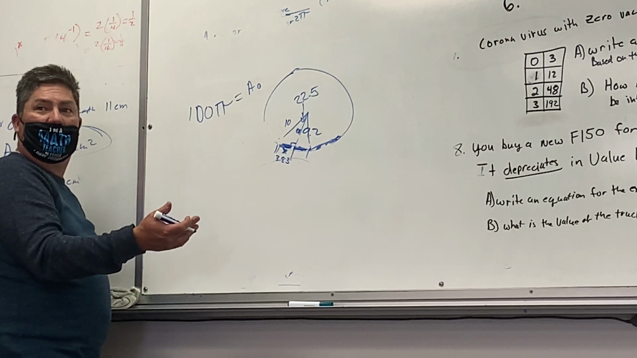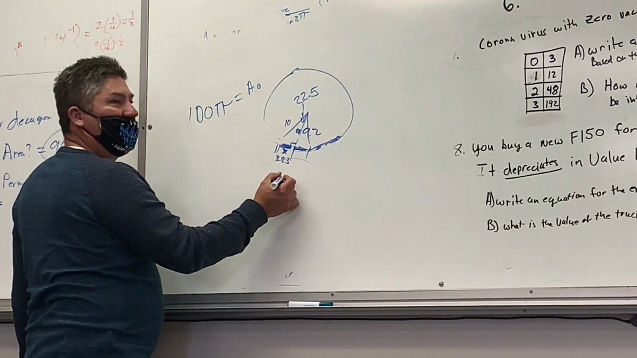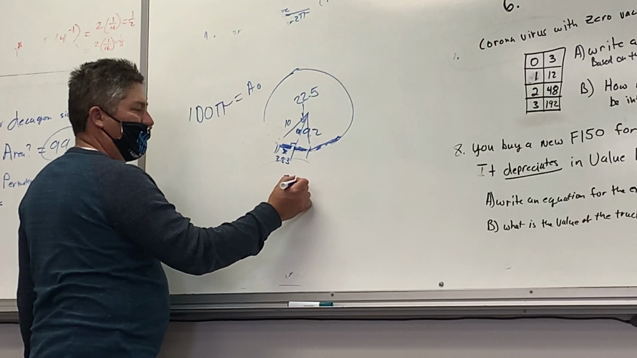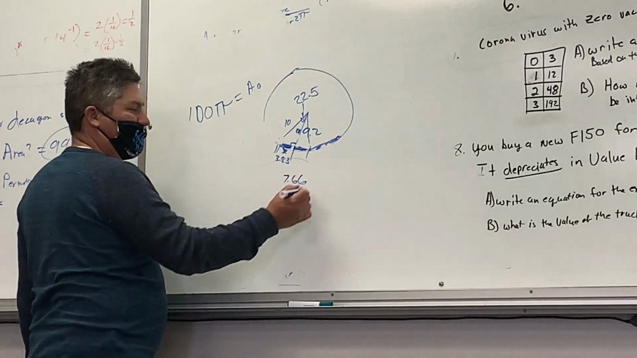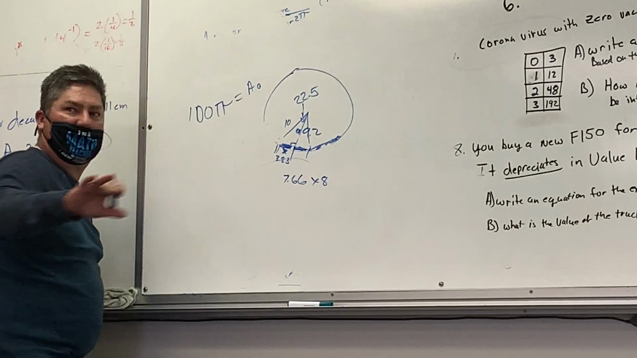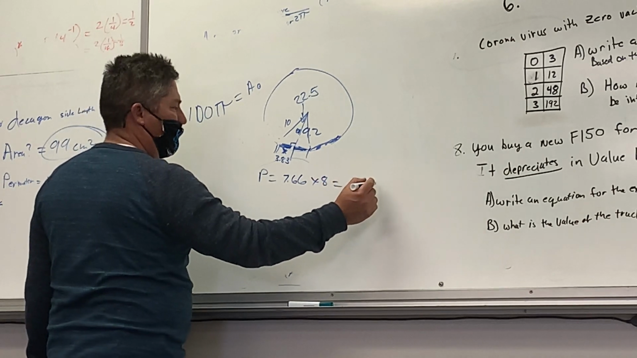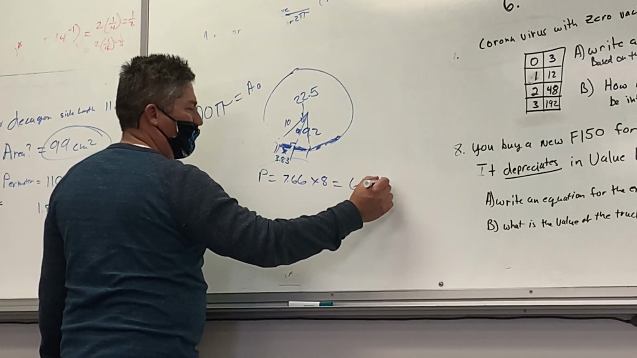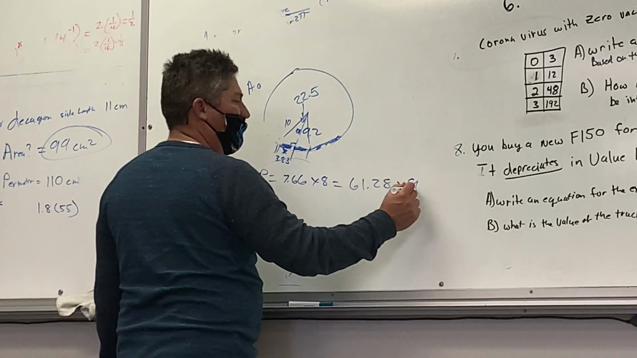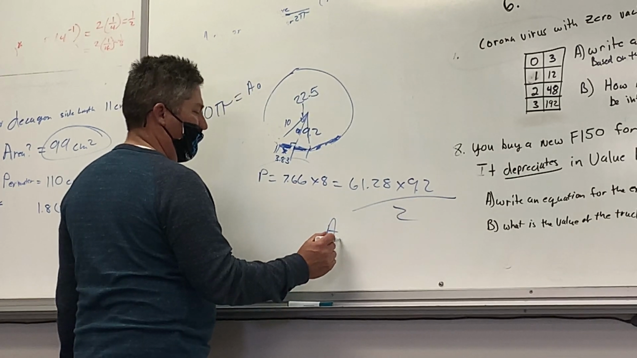Do that. 3.83 times 2, what'd you get? 7.66. And that's the whole side, and then times it by 8 so that we get the perimeter. 61.28. And then I've got to times that by the apothem, 9.2, and divide by 2.